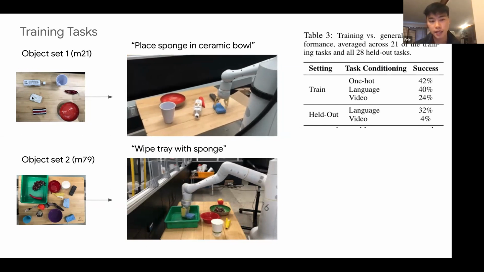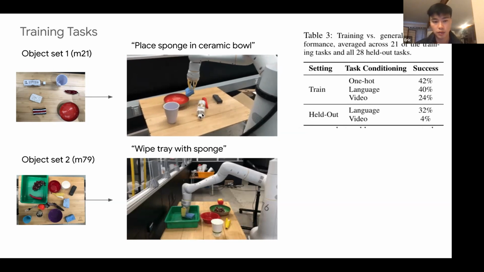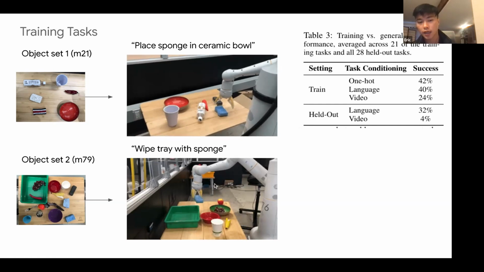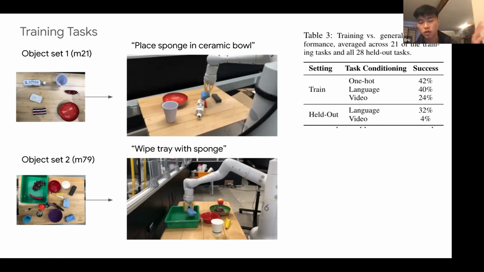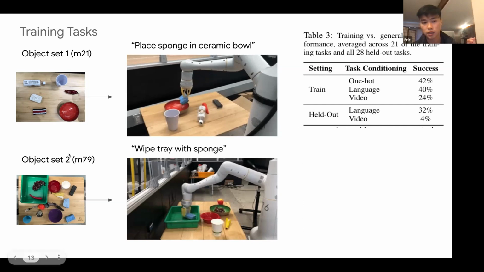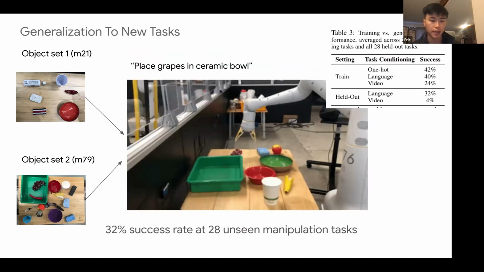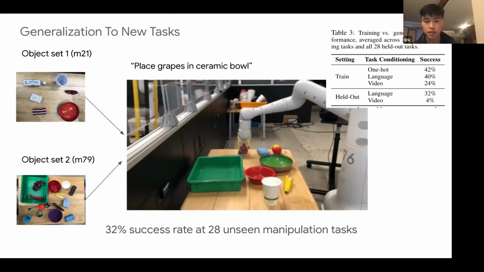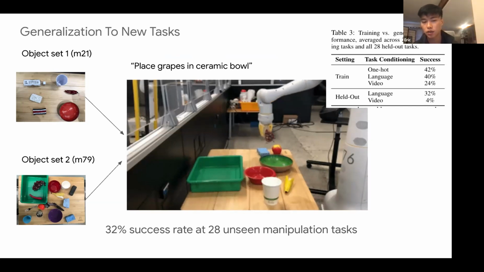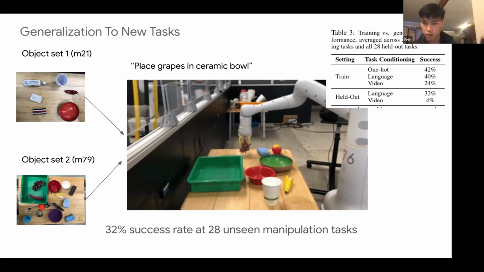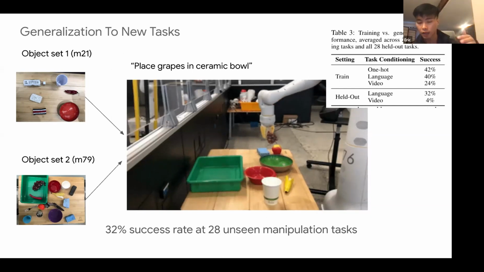We have an object set here with a series of tasks like place sponge in ceramic bowl. And then we have another set of objects here with, for example, wipe tray with sponge. And these are distinct splits of the training set. So we don't mix the objects between these two sets together during training. We just collect data with these two sets. But at test time, we can combine the objects together into a single scene and then ask it to do a task that it has no demos for. So it was never trained on demos to place grapes in the ceramic bowl, but because the language is providing the generalization, and the robot has learned to decode language, it'll just do the task correctly.